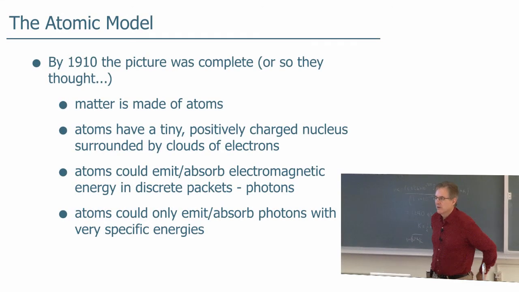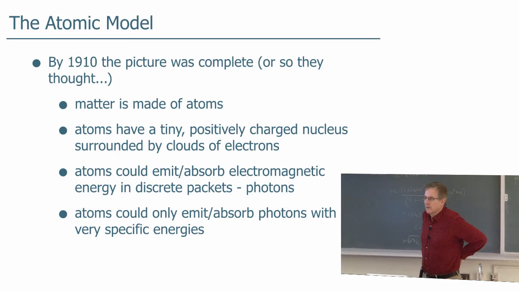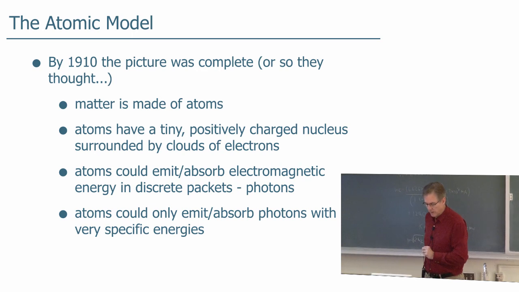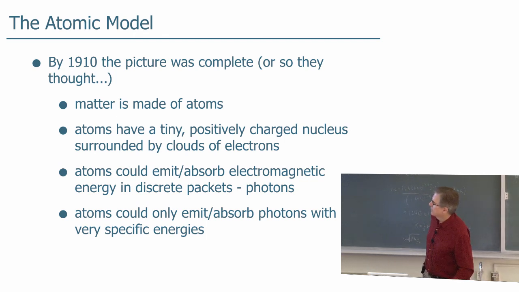By 1910 or so, the atomic picture of the structure of atoms was established. That matter is atoms. Atoms have a tiny positively charged nucleus at their center, and that's surrounded by a cloud of electrons. And atoms could emit and absorb radiation in discrete packets called photons with an energy related to their wavelength. We're going to demonstrate that in a second here.